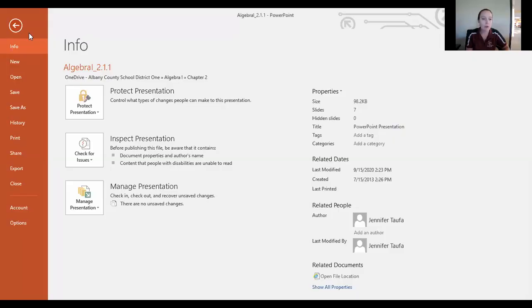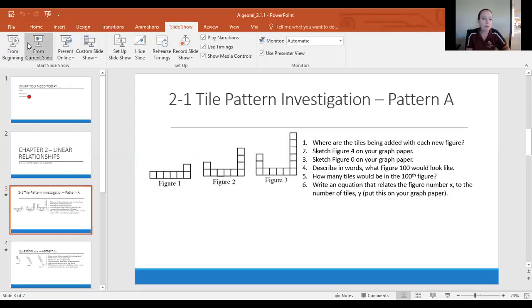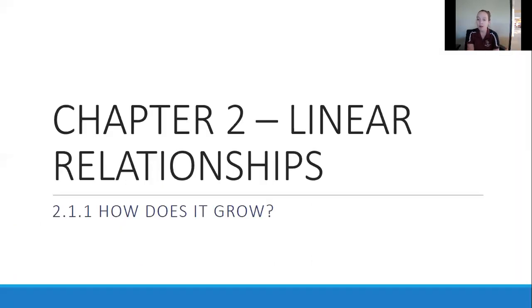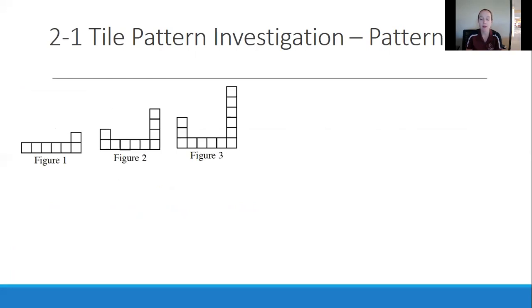All right. Welcome to chapter 2. This is all about lines and linear relationships. You guys know quite a bit about lines, and we're just going to extend the knowledge that you have. So before we just jump right into the algebra, we're going to start with our tile patterns. Now, if you've been in our district for a while, you've done a lot of these tile patterns.